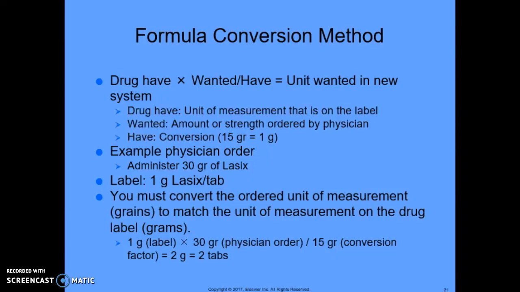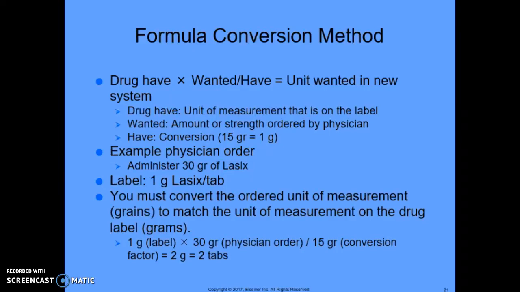And then the have is the conversion, because if you look down here on the physician order, he wanted 30 grains of Lasix. So if we're looking at that, we need a conversion. If he wanted grains, but we only have 1 gram tabs, what do we need to do? We need to know here that 15 grains equals 1 gram.